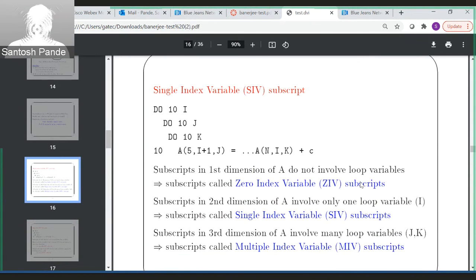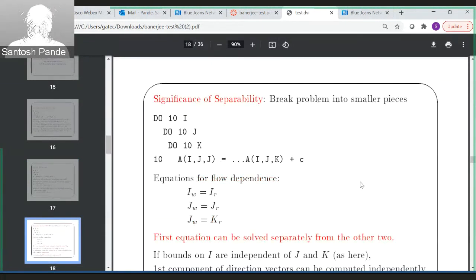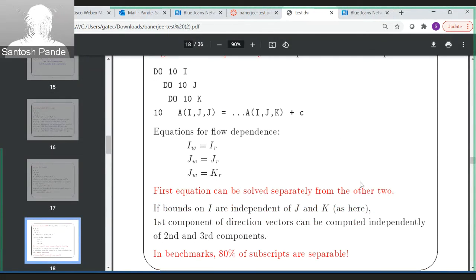So zeros are very easy. Zero index variables are very easy to deal with. Single index variable, we'll see some more classification of that. And then we will talk about other cases in terms of doing some more specialized testing based on that.